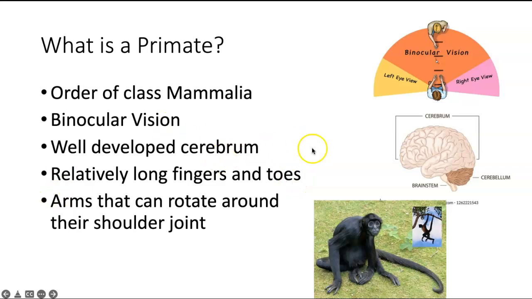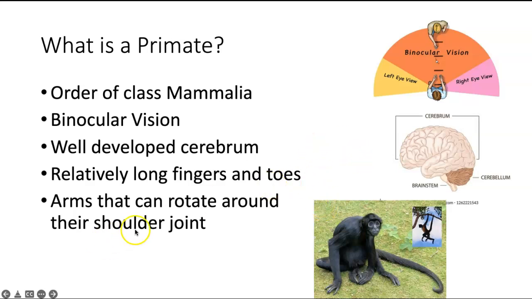They have a well-developed cerebrum. The cerebrum is this part of the brain right here. This is where a lot of the thinking and problem solving comes into play. Humans and monkeys have a very big cerebrum. They also have relatively long fingers and toes. If you look at the fingers on your hands, they're pretty long compared to a lot of other animals out there. Think of a cat or a dog, their toes aren't as big, especially compared to our fingers.